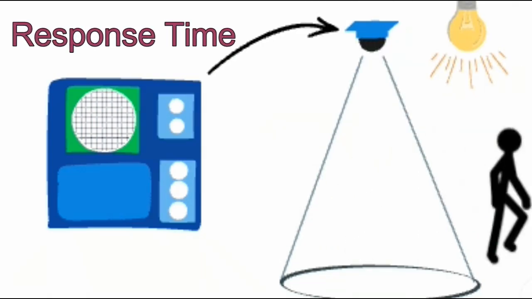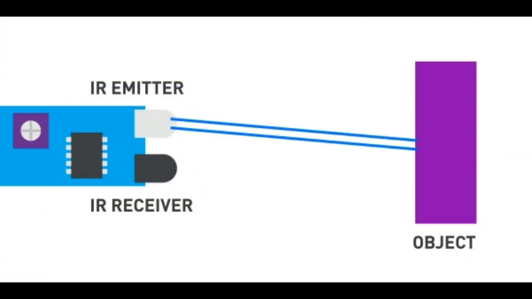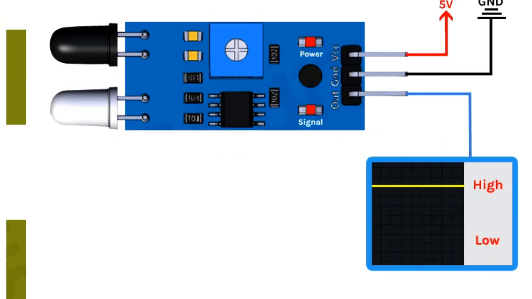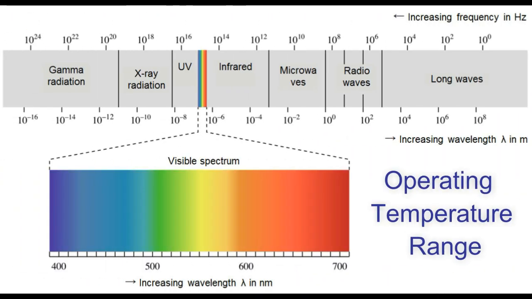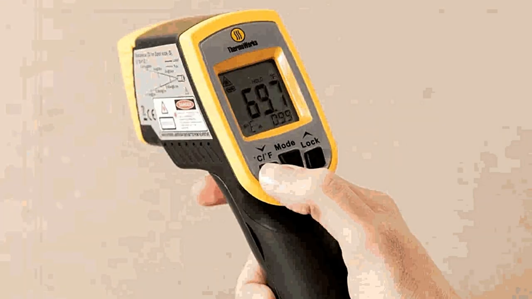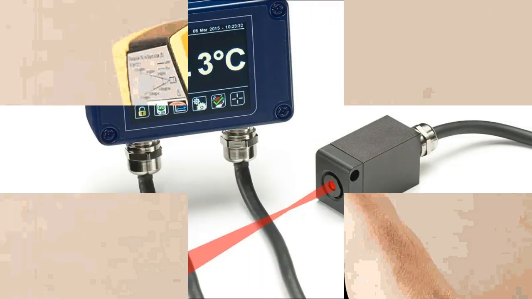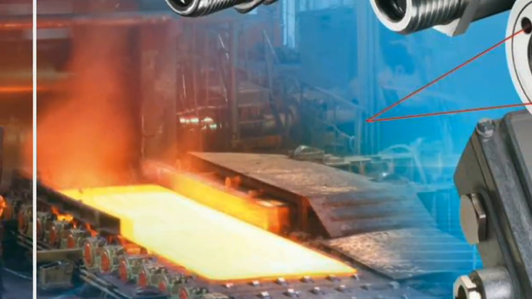Response time. The response time of an IR sensor, indicating how quickly it detects changes in measured infrared radiation, can be specified in units like milliseconds. It characterizes the sensor's speed in capturing fluctuations in infrared signals. Operating temperature range. An IR sensor's operating temperature range defines the temperatures it can accurately function within. It is specified in degrees Celsius or Fahrenheit, providing crucial guidelines for optimal sensor performance.